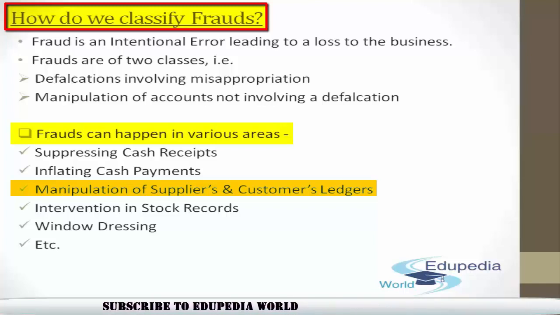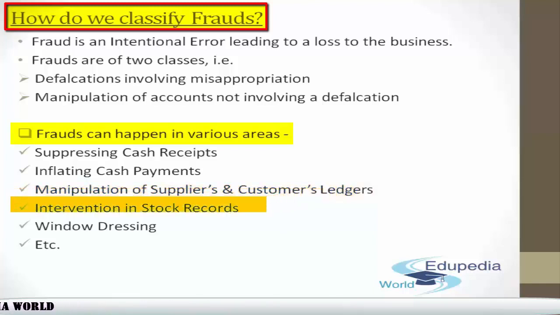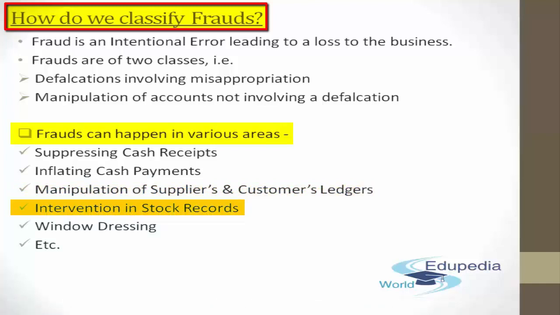Okay, now again, that is the manipulation that can be done. Number four, intervention in the stock records. You have the complete inventory of, let's say, 10 lakh rupees. However, you intervene with those stock records and mishandle those situations, forging documents and providing the closing inventory as merely 5 lakh. Then this 5 lakh is going to be classified as a fraud. And lastly, window dressing.